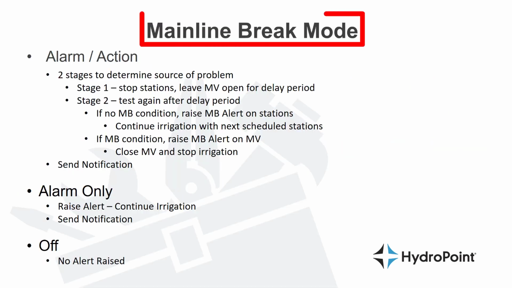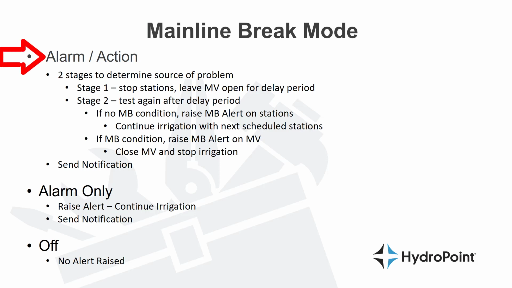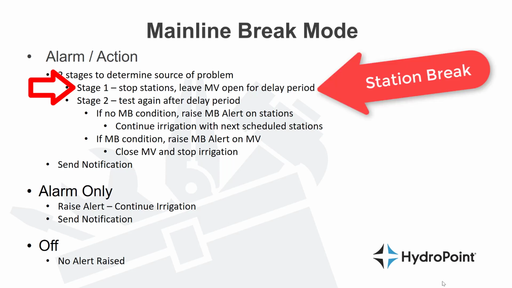Remember, when a mainline brake alert is raised, if you have your controller set to alarm an action, there's a two-stage alert protocol to determine the source of the problem. In stage 1, we stop all of the stations and leave the master valve open for the delay period, and watch our flow sensor go to 0 to verify whether the problem is actually with the mainline or not.